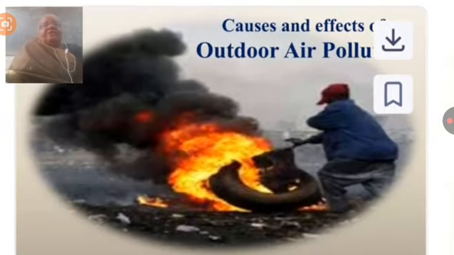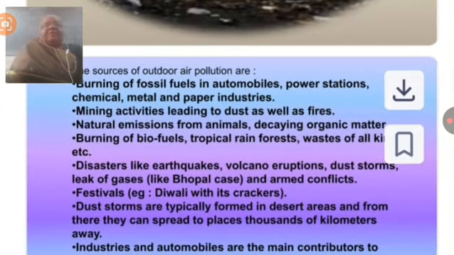Then, after having studied indoor pollution, we should learn about the causes and effects of outdoor pollution. You can see this PPT, which is in a pathetic state, depicting the heavy outcome of smoke in the atmosphere. We'll see a few PPTs.